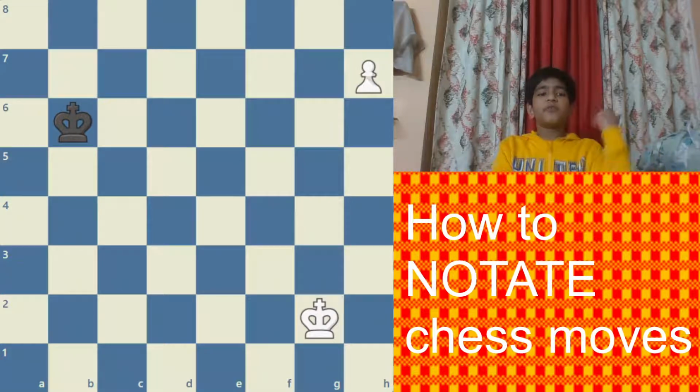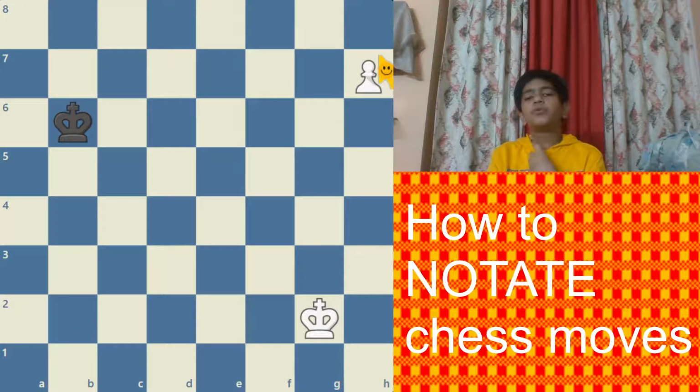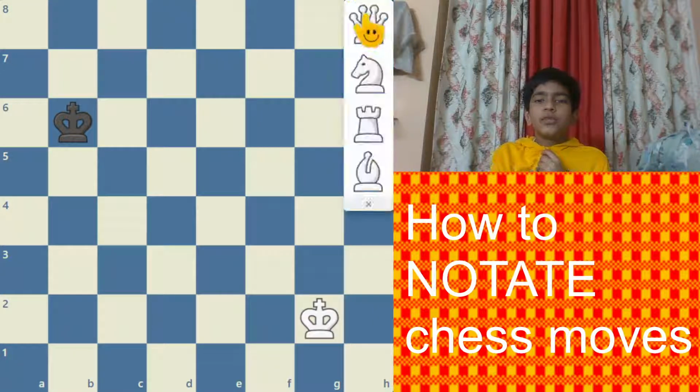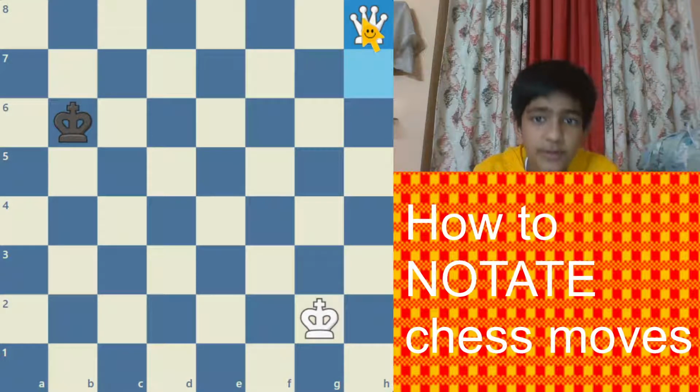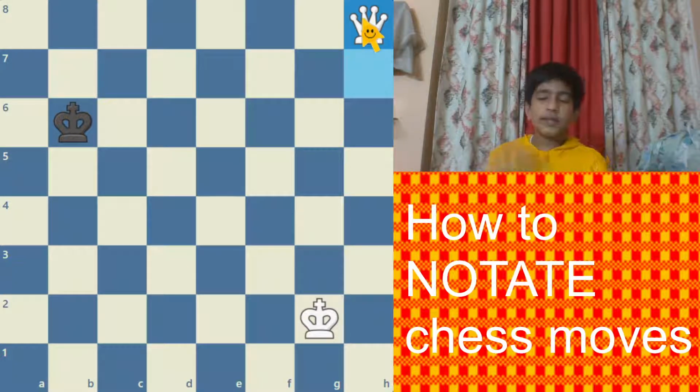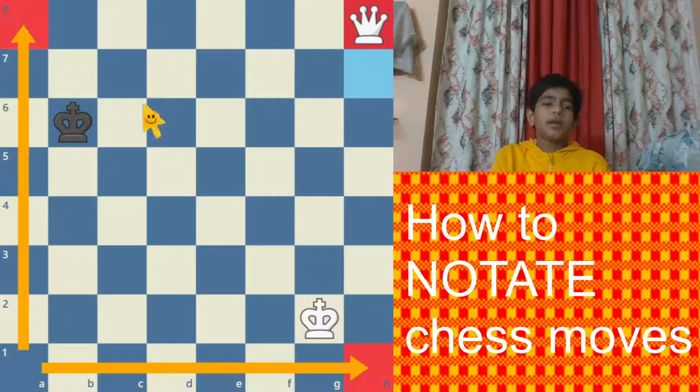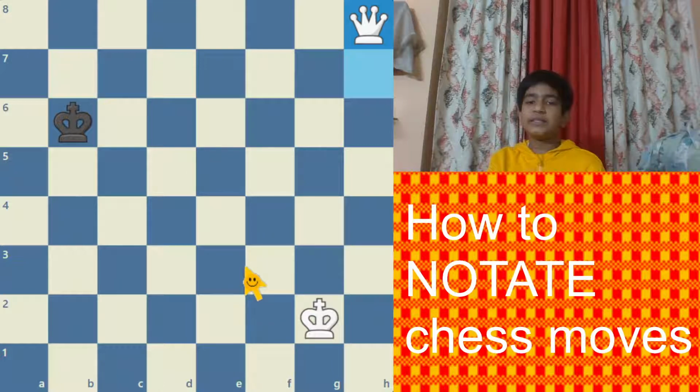So for pawn promotions, you write the square at which the promotion occurs. So like if this were to happen to a queen, the promotion happened at h8, then an equals sign, and then the letter of the piece that the promotion was done to. So in this case it will be written h8, because this is h8, then equals and capital Q.